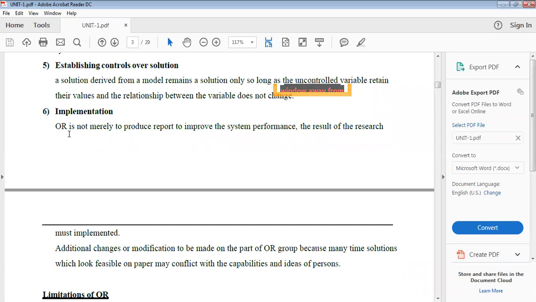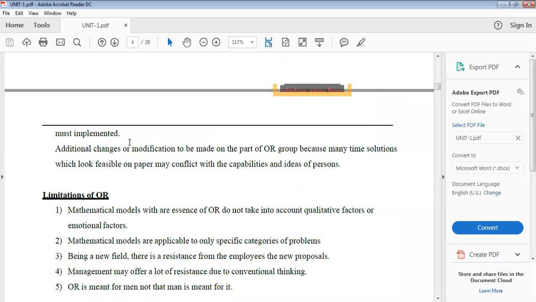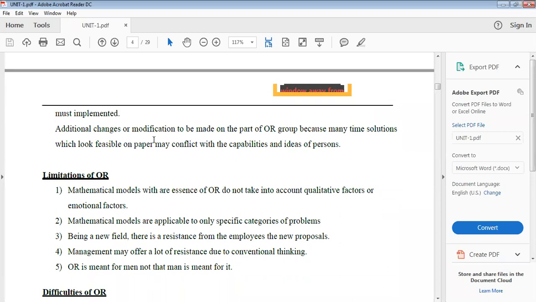So OR is not merely to produce a report or to improve the system performance, the result of the research. Next, additional changes or modifications are to be made on the part of the OR group, because many times solutions which look feasible on paper may conflict with the capabilities and ideas of the person. If you arrive at a solution on paper, that gives basic information, but it is not the exact solution.